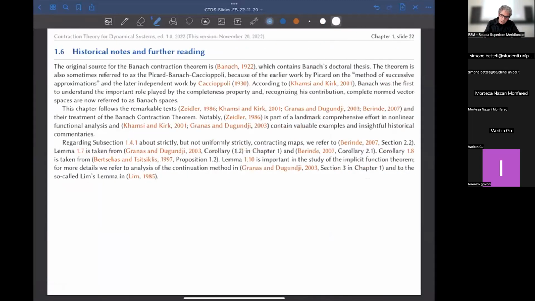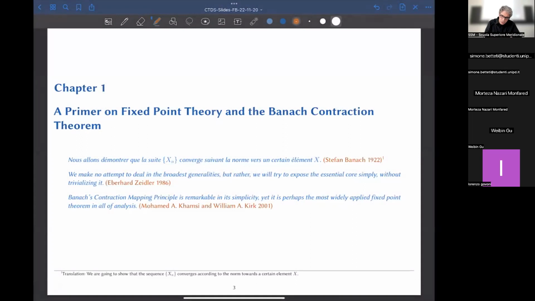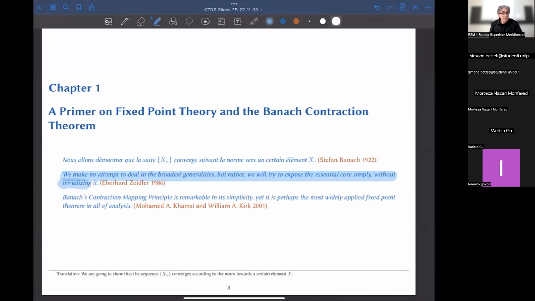Some of the books I really enjoyed were Kamsi and Kirk, Granas and Dugundji, and Berinde is also a wonderful text. And you should know there's a mathematician by the name of Zeidler in the mid-80s. He wrote 5 monographs on analysis, each of which is a thick volume. In the first of these monographs, he says, we make no attempt to deal in the broadest generalities, but rather we will try to expose the essential core ideas without trivializing. And then he goes on and he writes 5,000 pages.